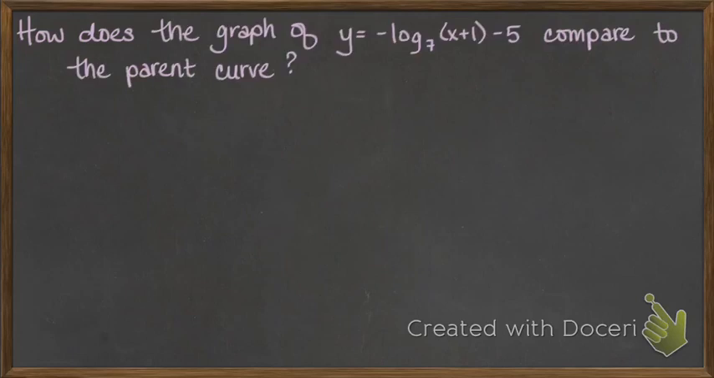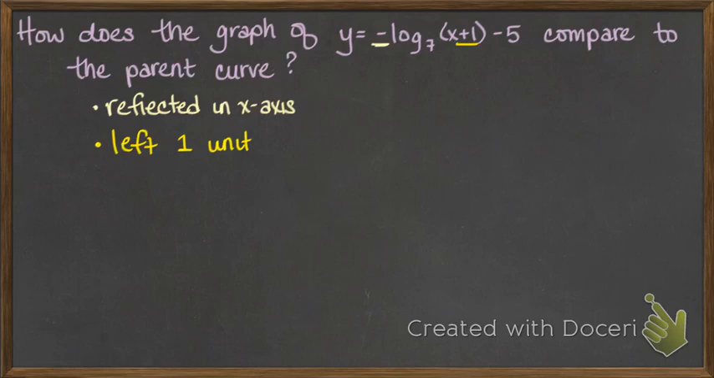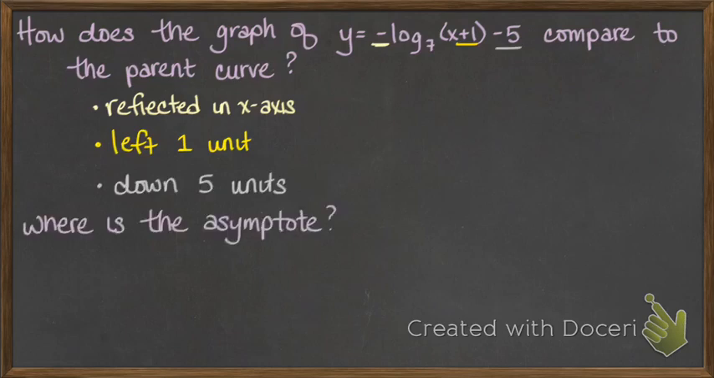What about y equals negative log base 7 of x plus 1 minus 5? Again, we get the rundown of transformations. We're going to be reflected in the x-axis. Left 1 unit, down 5 units. How does that affect the asymptote? Well, if I go left 1 unit, my asymptote goes left 1 unit. So instead of x equals 0, it's at x equals negative 1.